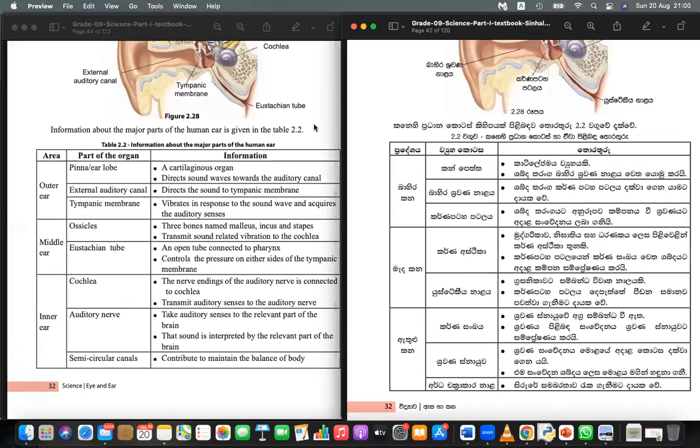After the vibration is sent through the bones, malleus, incus, and stapes, when it is transmitted to the cochlea, there is a generation of an electric pulse in the cochlea, and that will be sent to the brain. That is how we identify sounds.